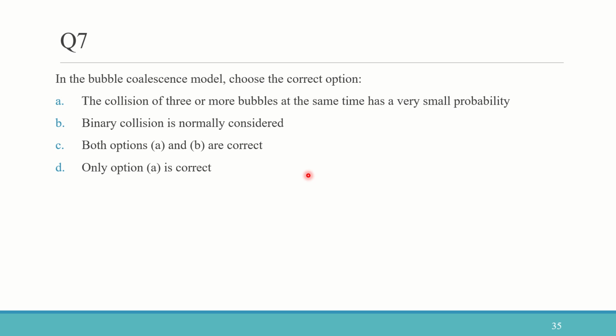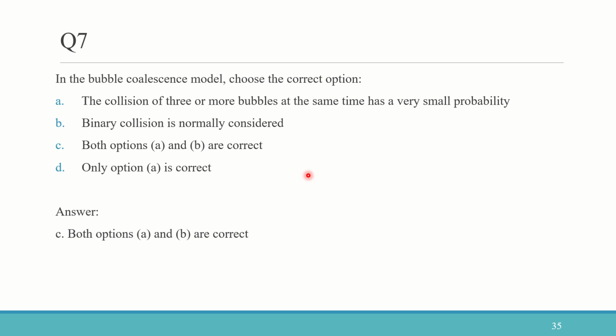So these coalescence models are based on the consideration of two bubble collision at the same time. So "at the same time" is the keyword over here. At the same time, collision of three or more bubbles has a very small probability, and also the binary collision is only considered normally. So now it is clear, I guess. So option C is the right answer. Both options A and B are correct.